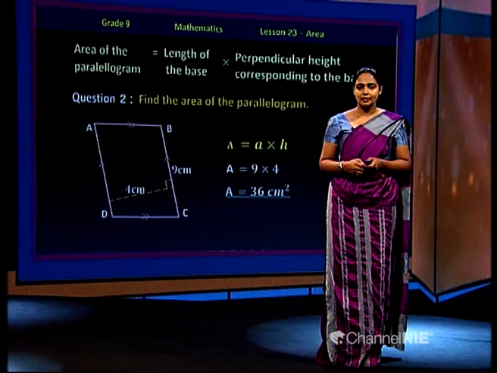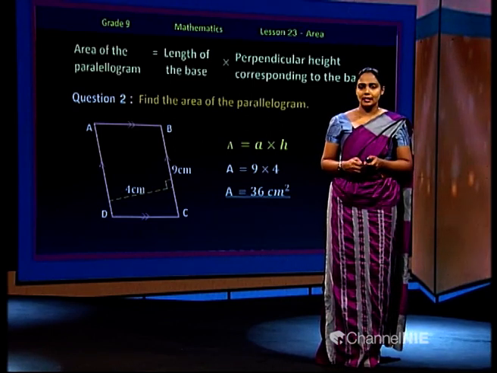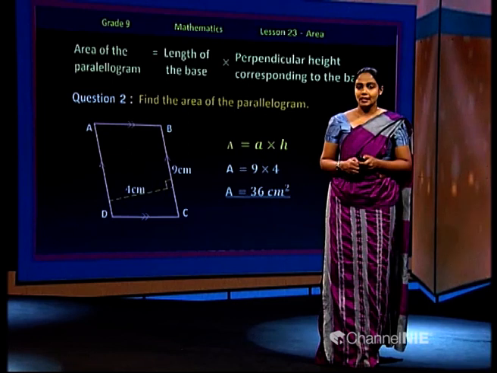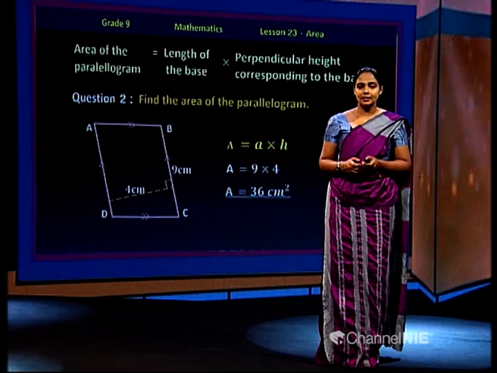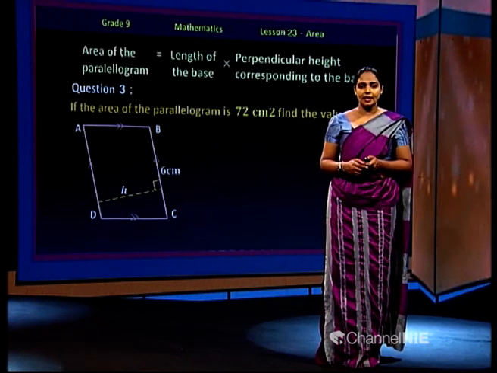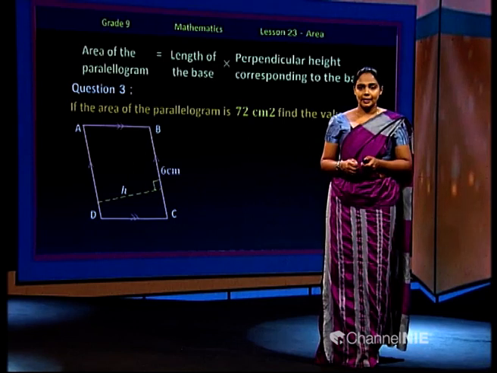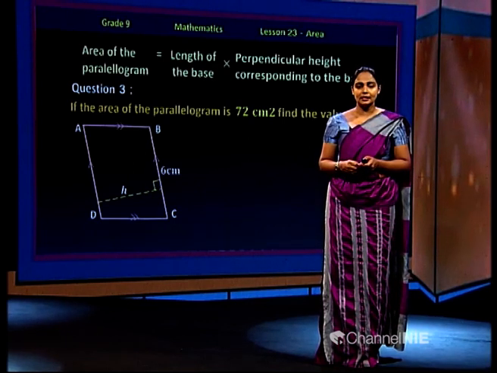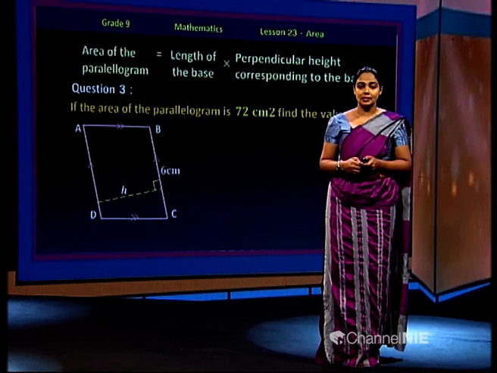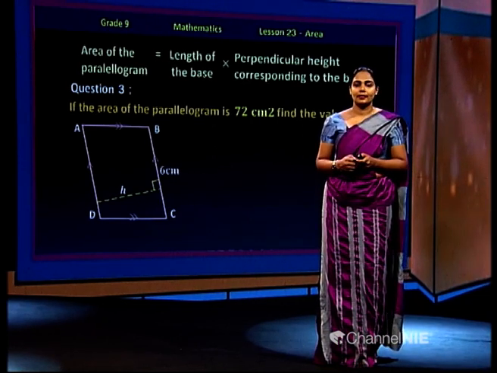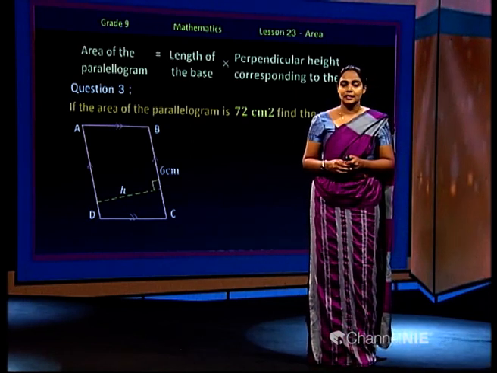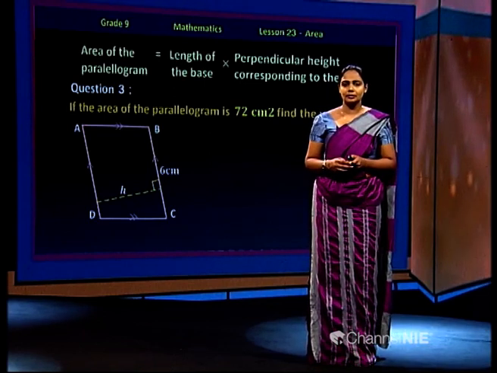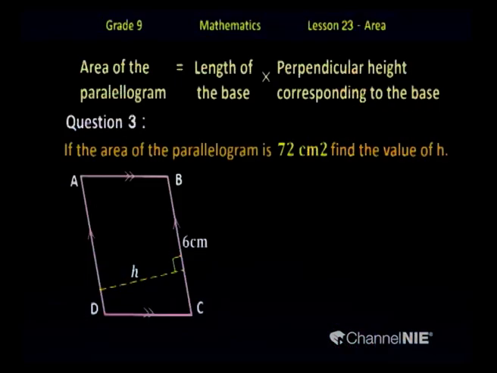Then dear students, I think all of you can find out the area of parallelograms if you have base and perpendicular height. Now look at this one. It is question number 3. If the area of the parallelogram is 72 square centimeters, find the value of h. Now you have area. Then you should find out the height. How can you do it? We know the method of finding area. The same thing is applied here.